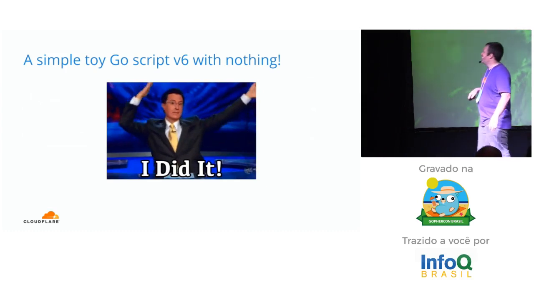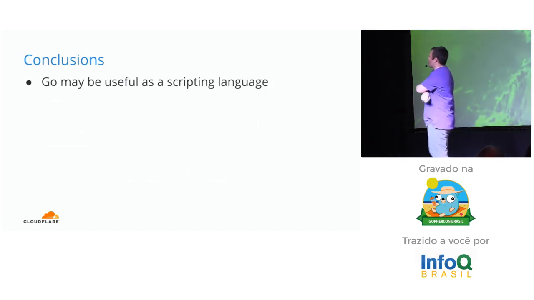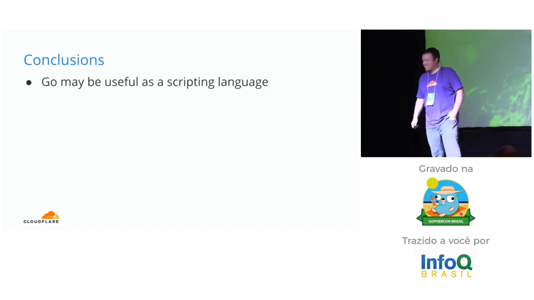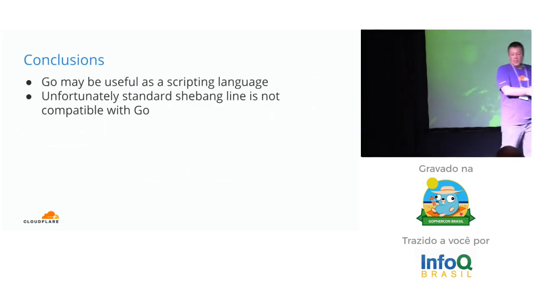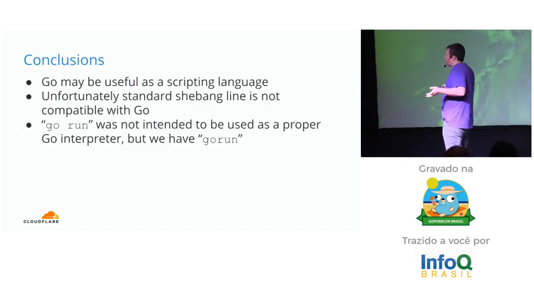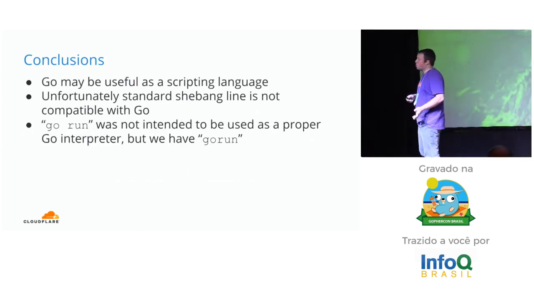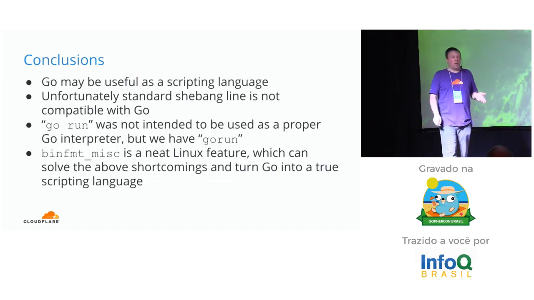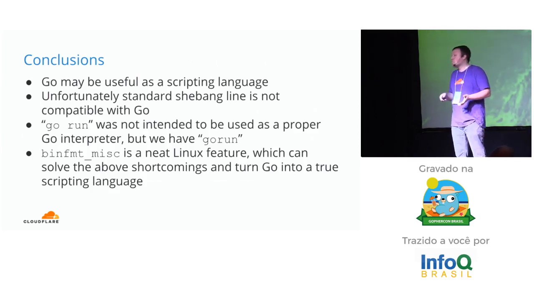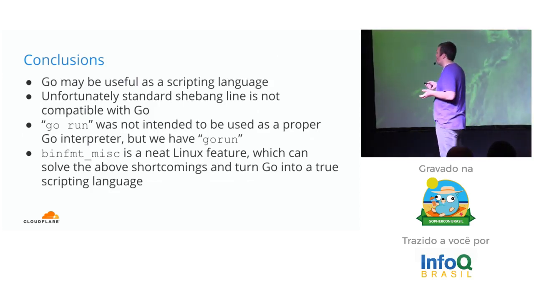So what we learned today is hopefully Go may be useful as a scripting language. Do you agree? No? Nice. Unfortunately, the standard shebang line is not compatible with Go just because the hash is not a valid command in Go. Gorun was not intended to be used as a proper interpreter for .go files, but we have a custom gorun tool. And binfmt misc is a neat Linux feature. That's why the talk is called using Go as a scripting language in Linux, because it's Linux specific. It's a neat Linux feature which can solve the above shortcomings and turn Go into a truly scripting language.